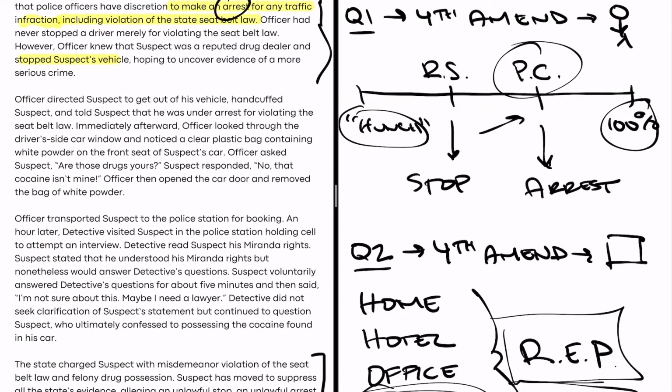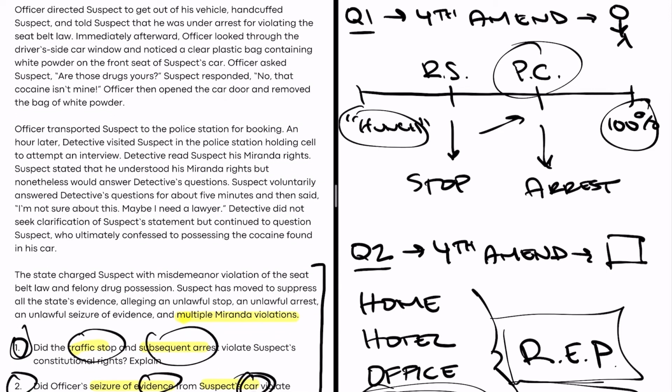paragraph number 2. Paragraph number 2 tells us that officer directed suspect to get out of his vehicle, handcuffed suspect, and told suspect that he was under arrest for violating the seatbelt law. Okay, again, this is within the scope of the Fourth Amendment. The officer is absolutely allowed to make an arrest based on probable cause. And he has probable cause here to believe that this suspect has violated the seatbelt law.